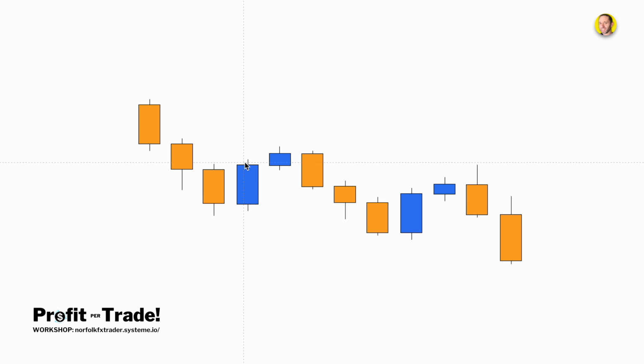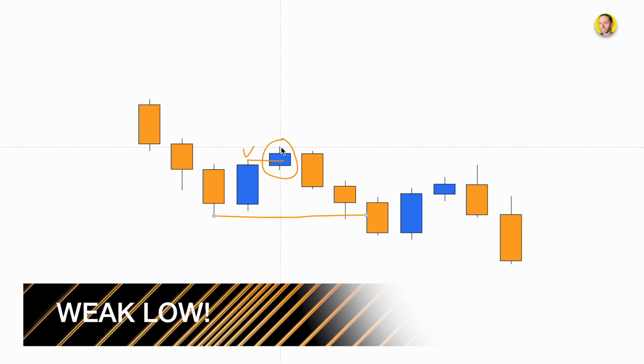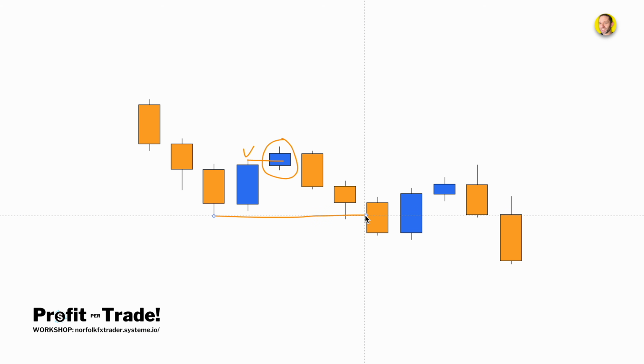So once we identify this bullish candle here, closing above the previous candle's high here, this validates this low here in the market as what we call a weak low. We're in a bearish trend. This is a pullback and we're expecting a continuation to downside towards the weak low.